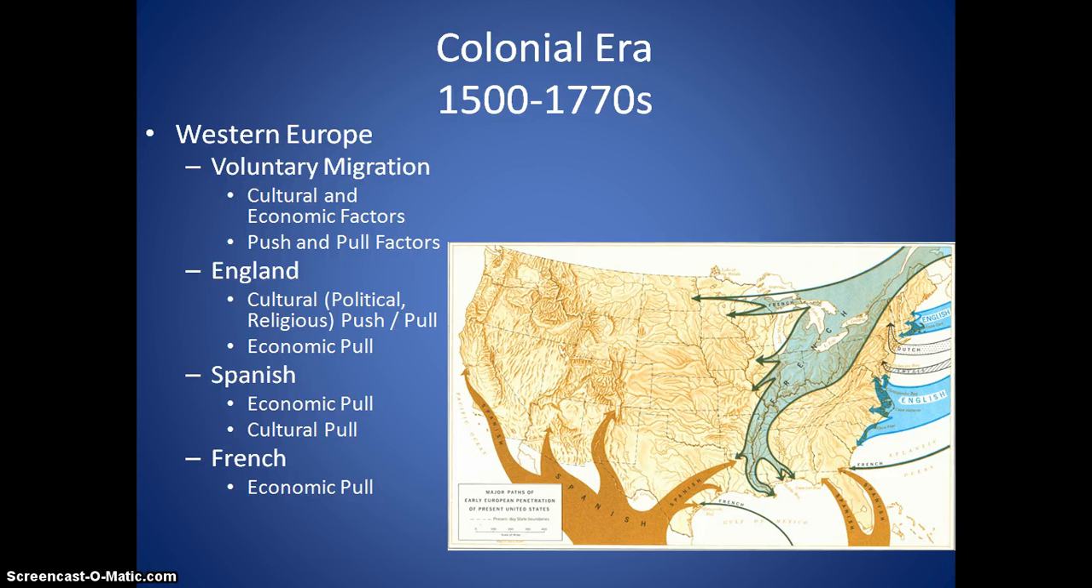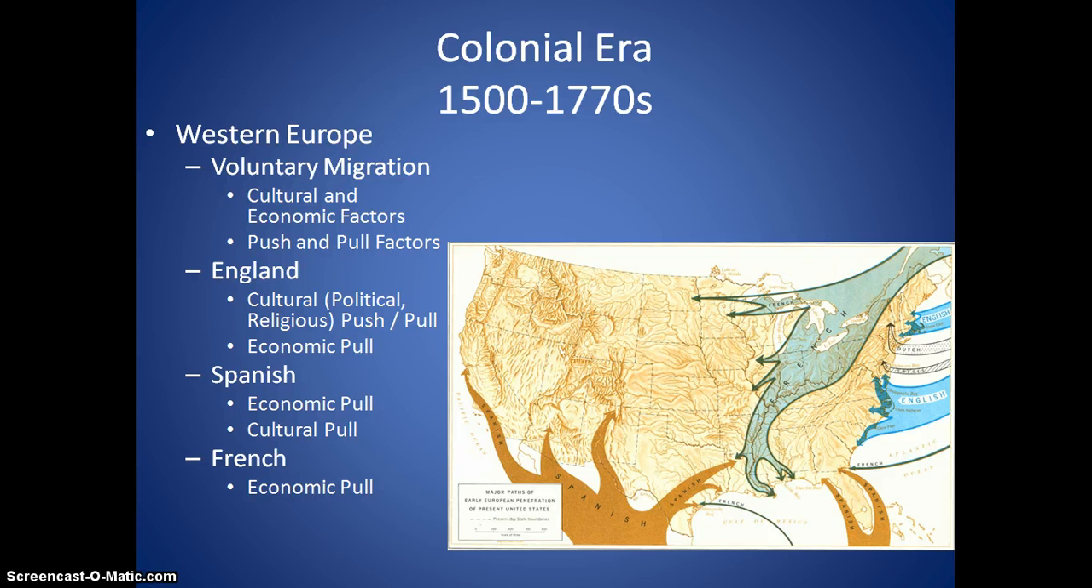But anyhow, if we look at the Spanish, primarily economic and cultural pull factors. The economic pull factor, if you think about the conquistadors coming to the New World to achieve the 3 objectives, the 3 G's that we talk about: God, gold, and glory. God, obviously, the expansion of the Catholic Church.